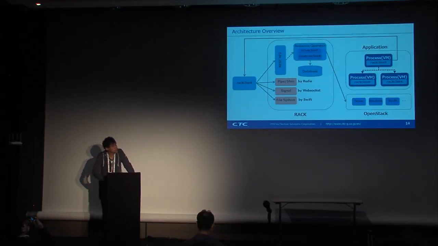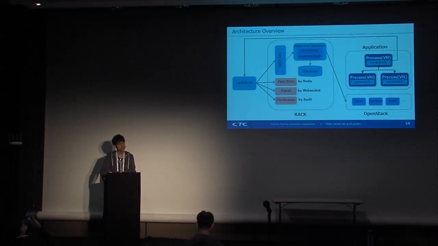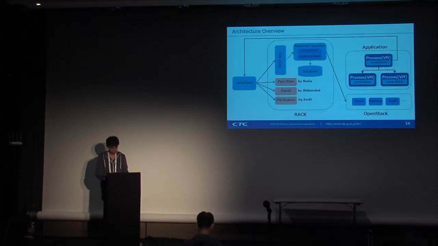So this is the entire Rack architecture. The OpenStack native application runs on OpenStack. It utilizes Rack to increase the number of processes and share some data among them. Rack supports RESTful API functions like other OpenStack components. For example, when the application wants to increase the number of processes, it will request the API, and then Rack will call the Nova API.